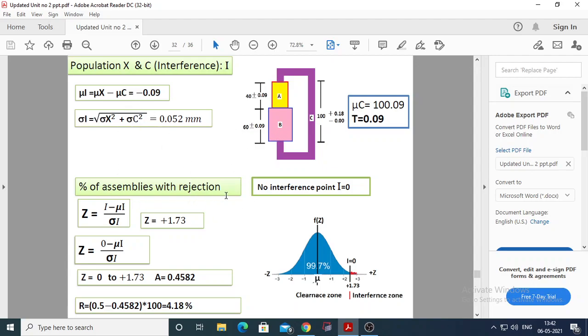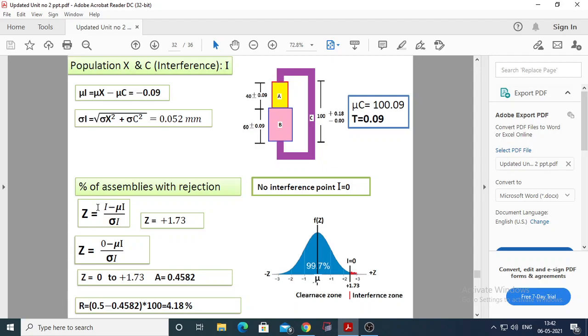Then, for the percentage of assemblies with rejections, there is no interference point given in the problem statement. As we saw yesterday, if the interference bit is given, then this value is 0 for the random variable.